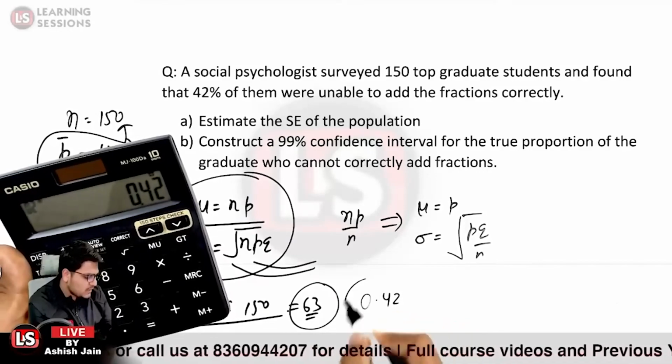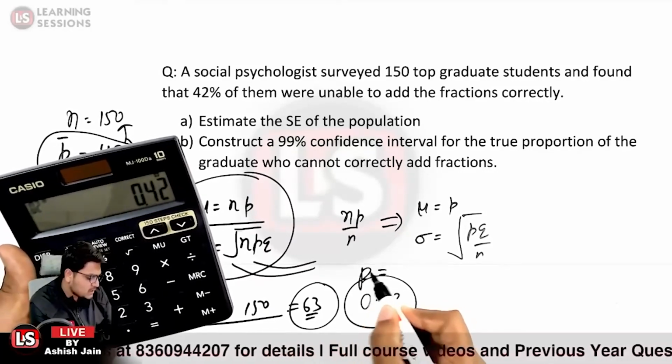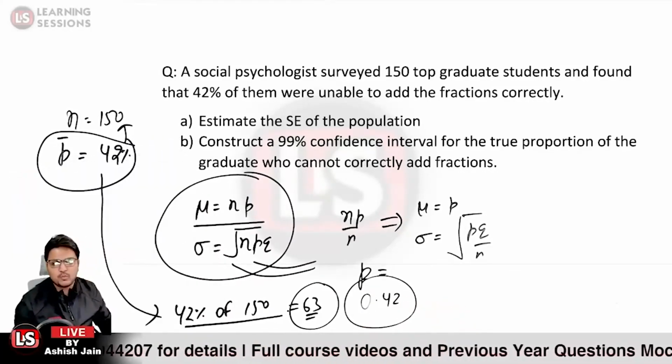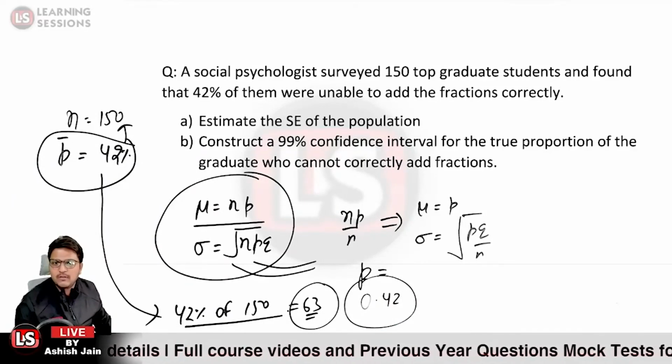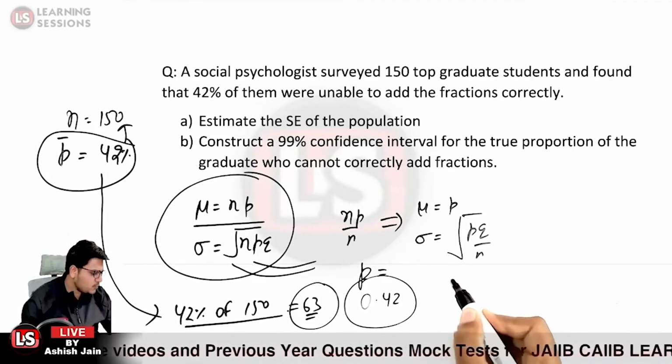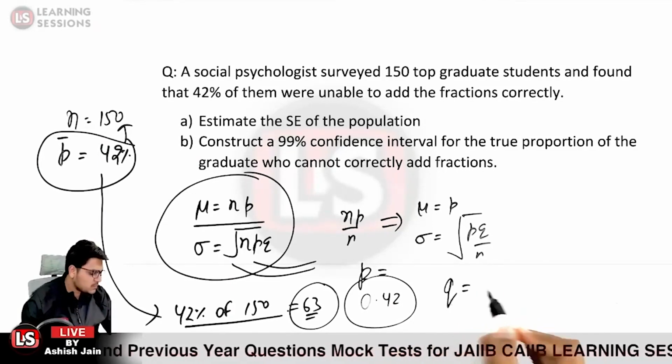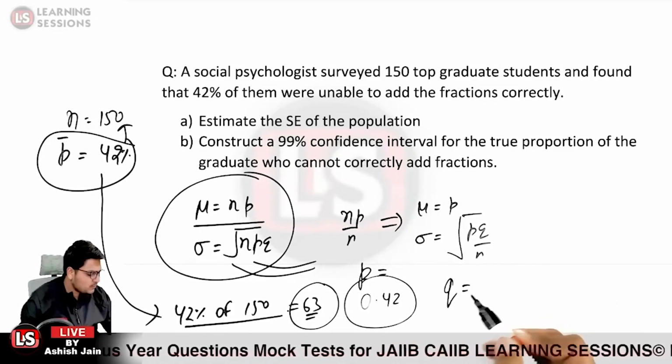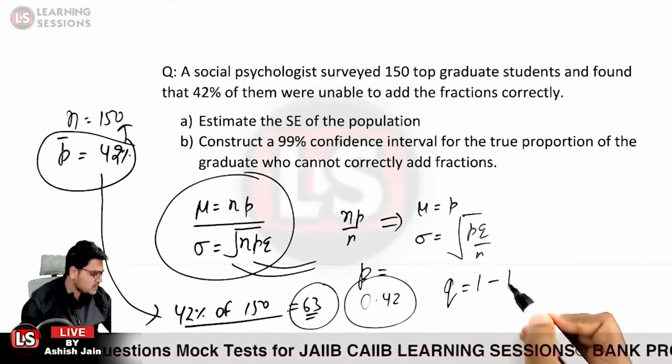So that is a probability. What is the success probability? That is equal to P. So P is equal to 0.42 over here. And further, if I want to get the value of Q, it's quite simple, because total probability is equal to 1. So P plus Q is equal to 1, so Q is equal to 1 minus P.